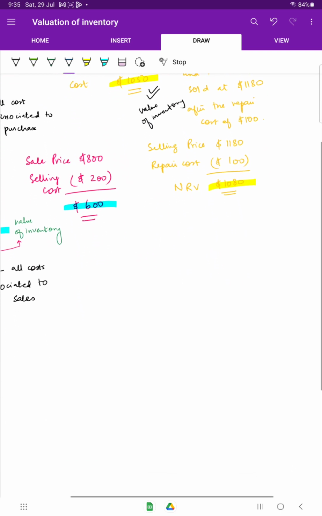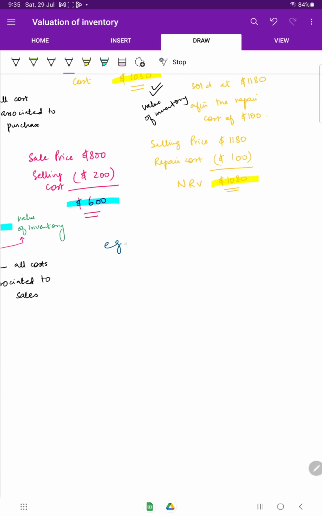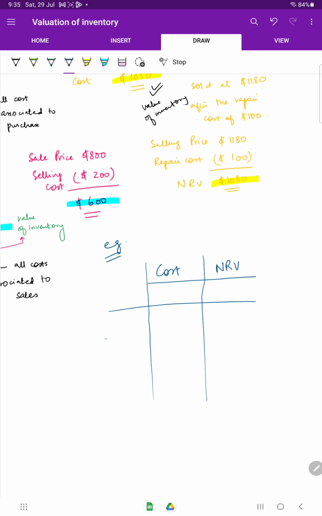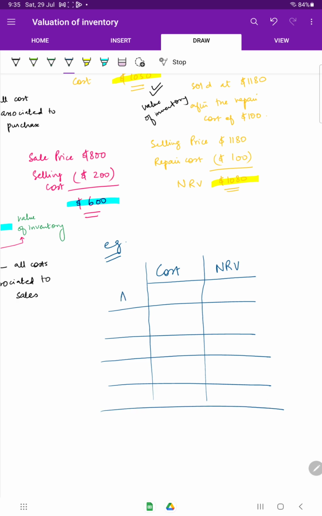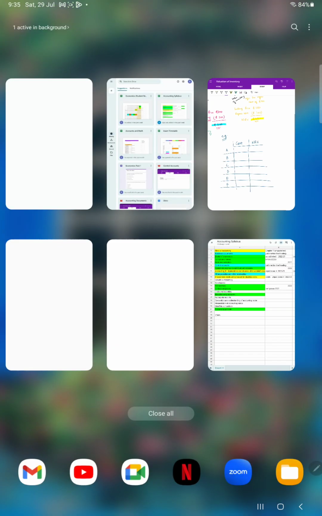Okay, so now let's suppose if in a question you are given both, like there are 6 costs and 6 NRVs. Cost and NRV, A, B, C, D, E, and F.